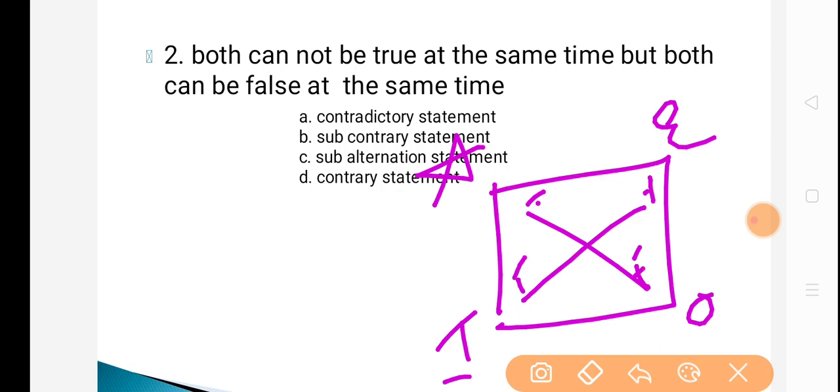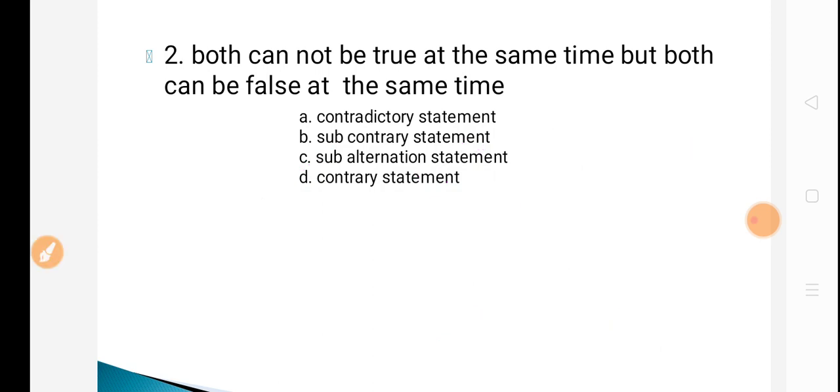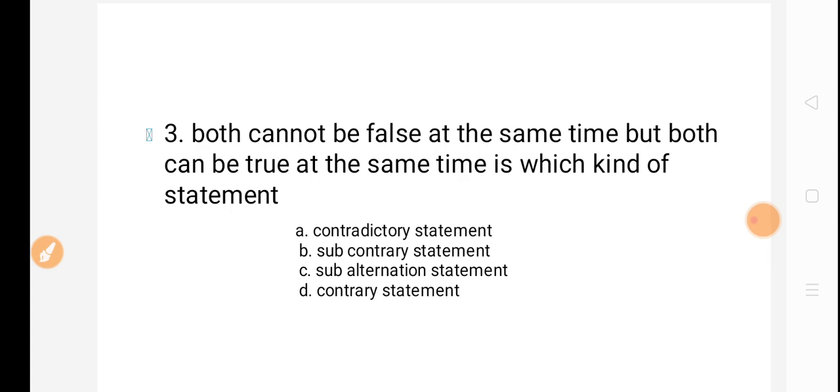So when we check the next, that is the contrary statement between A and E, what does its rule say? Both cannot be true at the same time, but both can be false. Its rule itself says this line. So that's from the contrary statement. Here also the correct answer is contrary statement. Okay, so I'm going to the next.